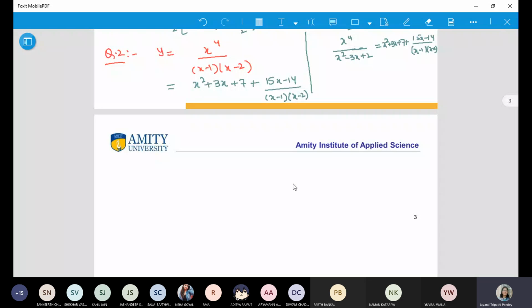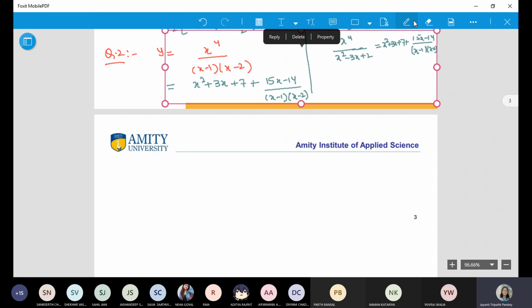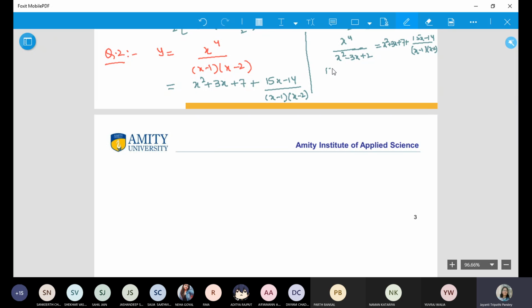Now let us see how we split it. This is the partial fraction part. I want to know what it will give you. So let us write it here: 15x minus 4 is a(x minus 2) plus b(x minus 1).